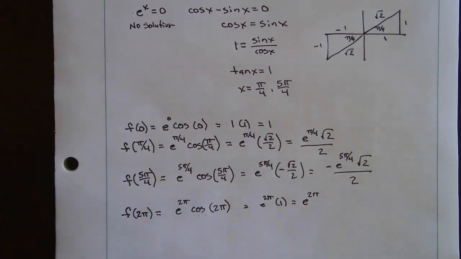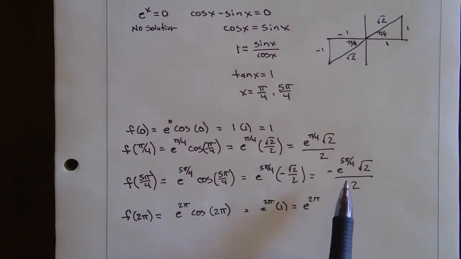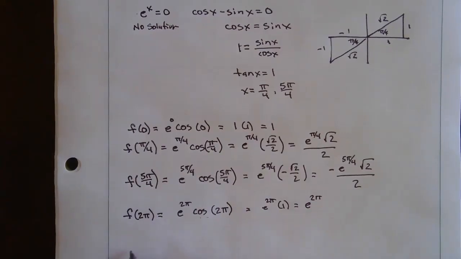So you don't have to figure out the decimal equivalent of this, right? You can tell which one's the smallest because this is the only one that's negative. They write problems like this, and they would not expect you to do the decimal equivalent of either one of these, okay? So we know the absolute minimum is this value, and it's happening at 5 pi over 4.